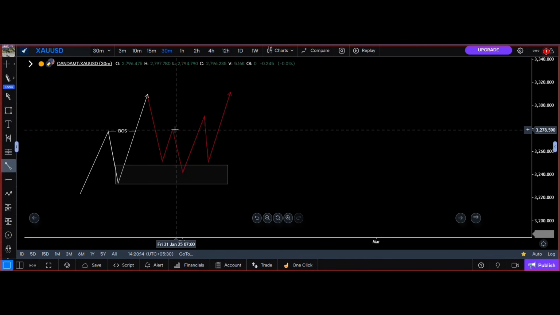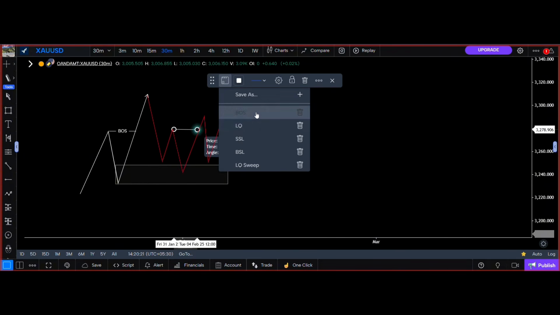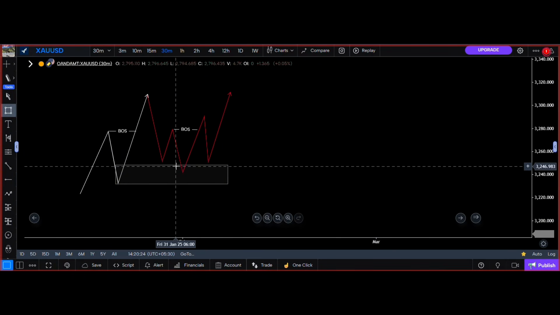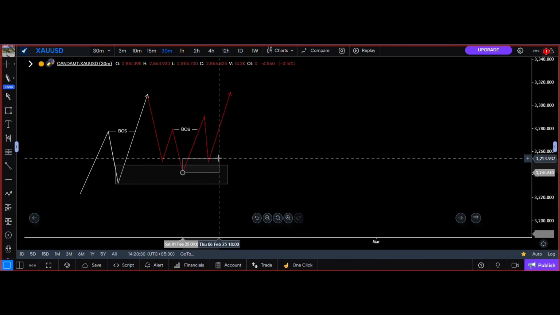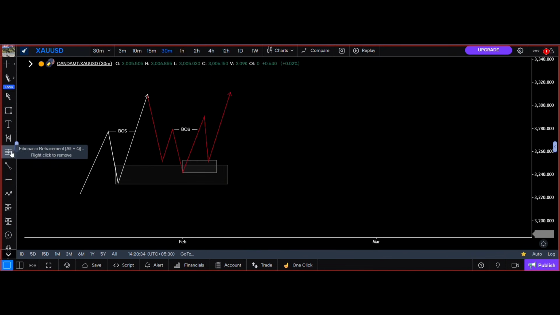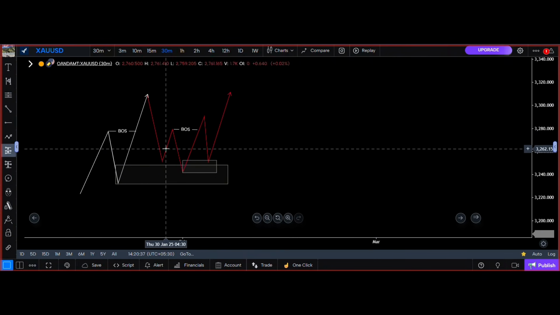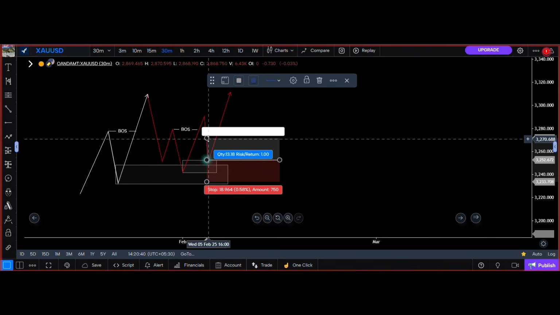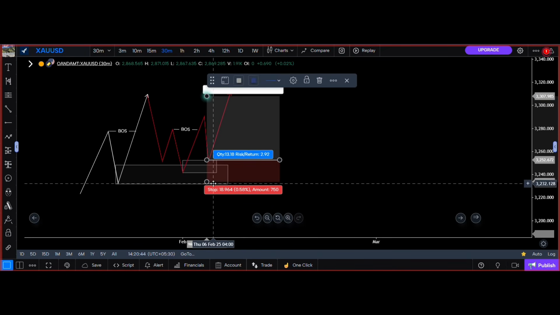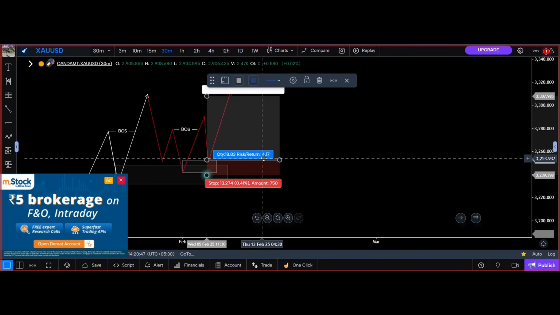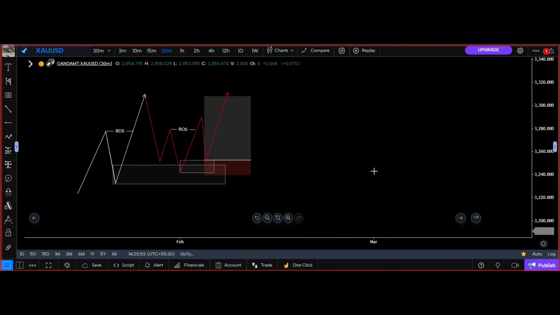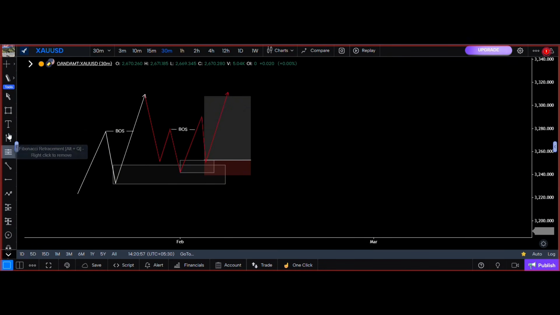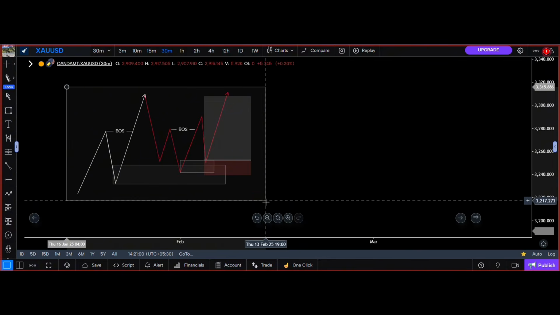Then the market gave the breakout structure here in the 15-minute time frame. Then the market created another demand zone here in the 15-minute time frame, then tapped in it. We can take the entry here with good confirmation. I mean the internal breakout structure in 15-minute and in 4-hour too. So this was the bullish scenario.